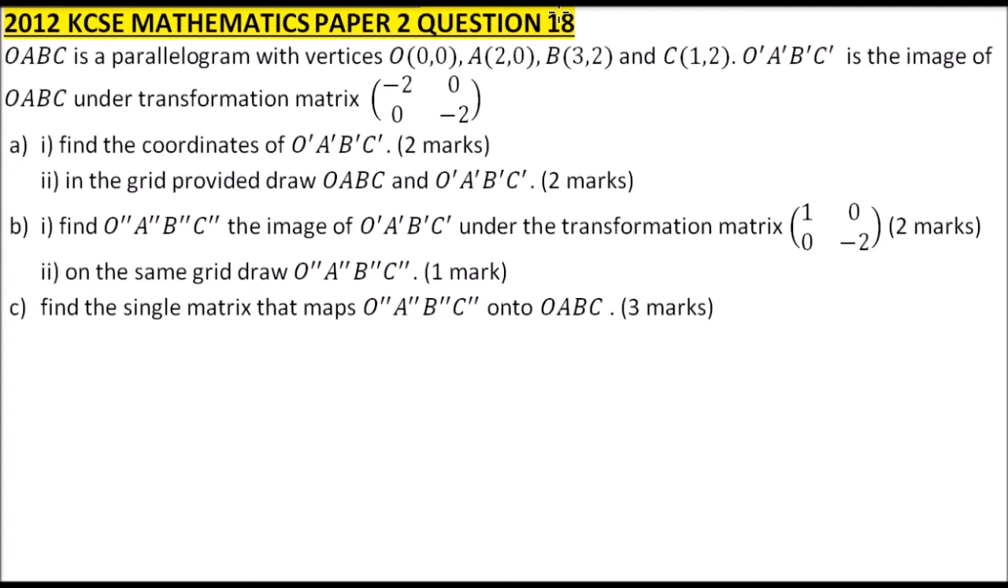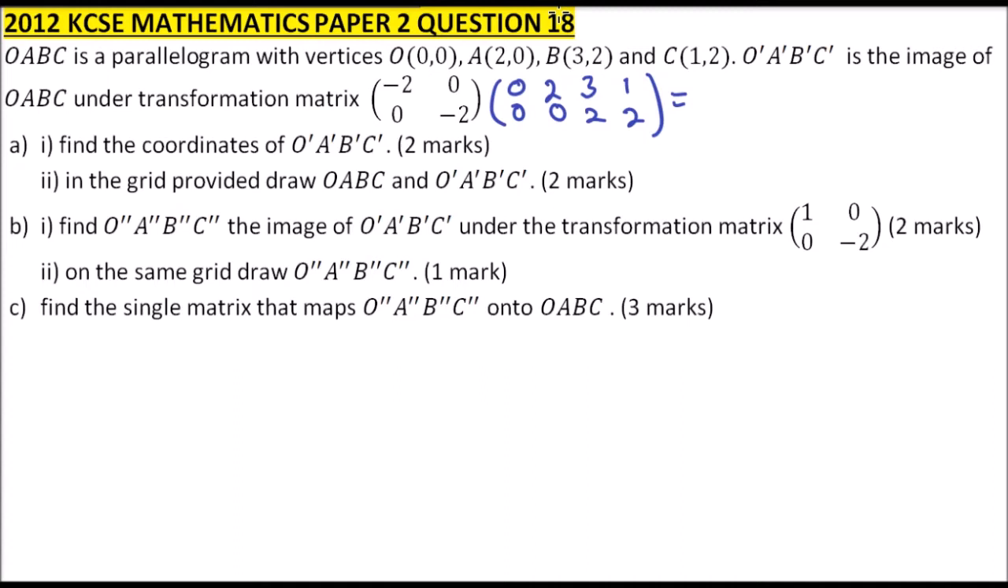OABC prime. Now, since this is a transformation through this matrix, what we need to do is multiply this matrix with the matrix formed using the coordinates of OABC. So we have 0, 0, that is for O. We have 2, 0, that is for A. We have 3, 2, that is for B. And we have 1, 2, and that is for C. When you multiply this, you should be able to get the matrix that will form the coordinates of OABC prime.